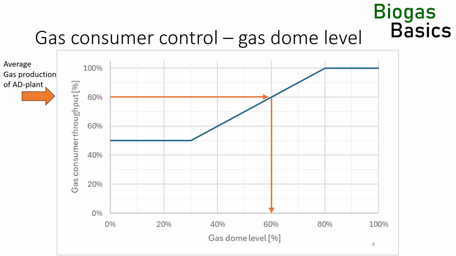The gas dome will assume a level that corresponds to the projection of the gas production of the plant onto the x-axis. In our example, the gas dome will on average be at 60% level, if the plant makes on average enough gas to run the gas consumer at 80% capacity.